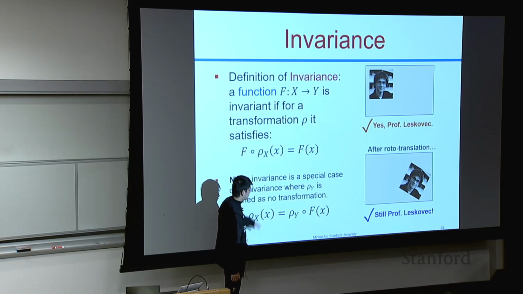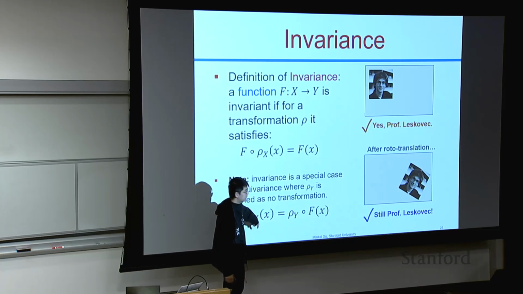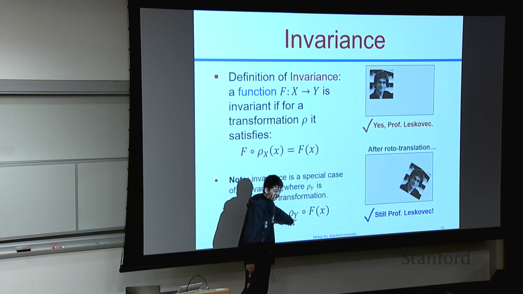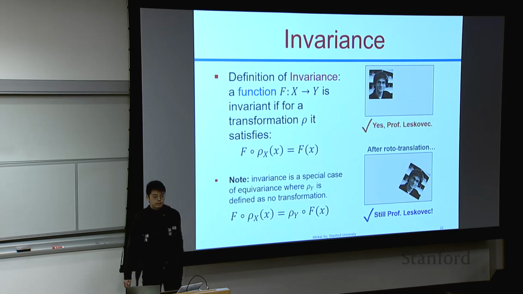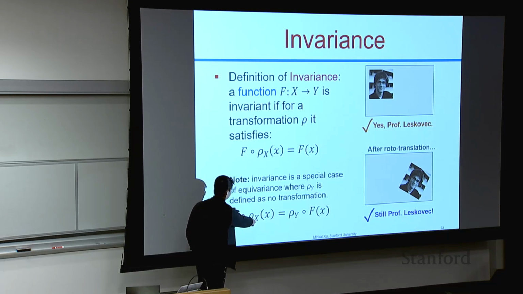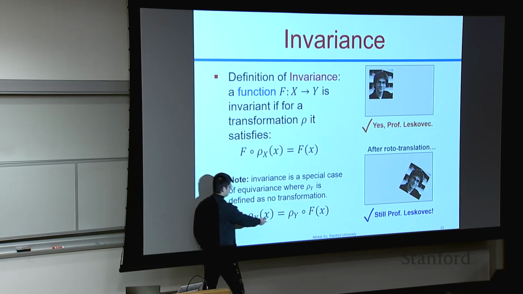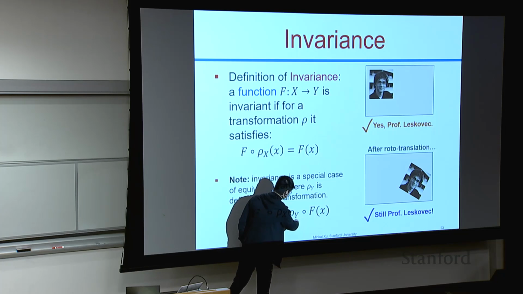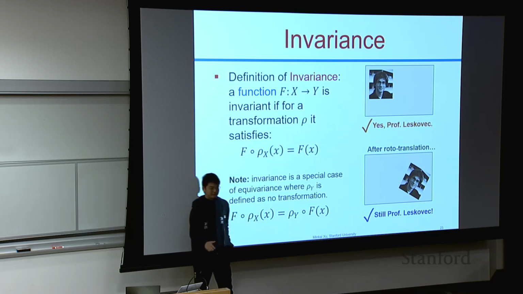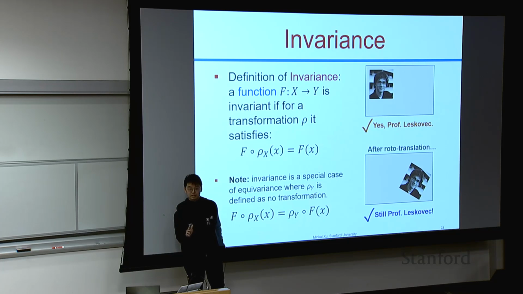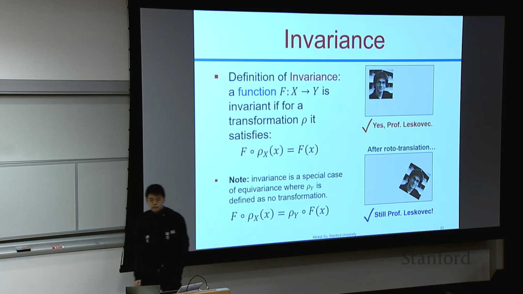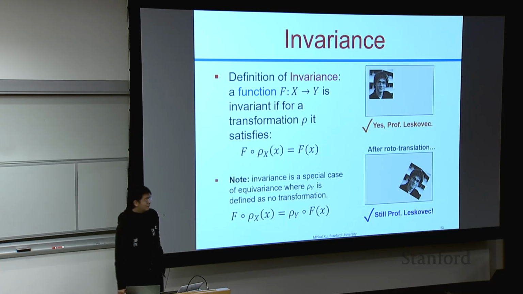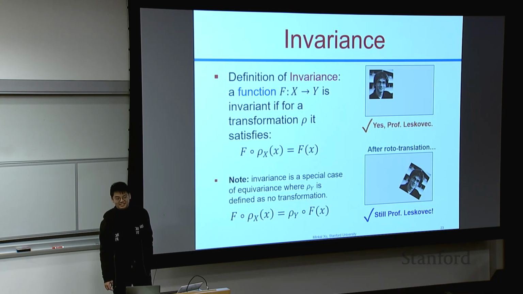Invariant is just a special case of equivariance, which means rho y is defined as never applying any action. So no matter how you rotate or translate your input, the output space transformation is no transformation. Sorry? This is the bijectivity that you defined before. You said that equivariant functions have to have a bijective relation between rho x and rho y. Yes. Indeed, I realize I may have made a wrong statement about bijectivity. Sorry. But yeah, thank you.